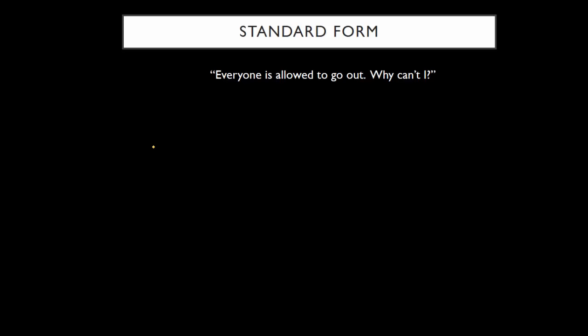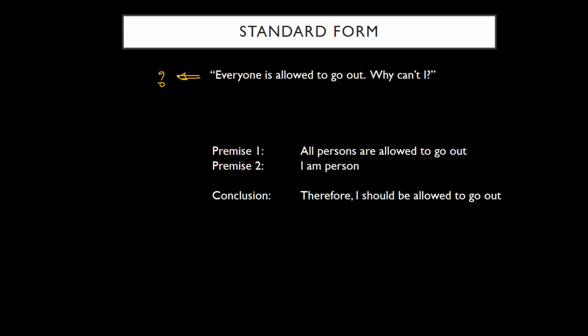Let's take, for example, a simple statement. Someone is making this statement: everyone is allowed to go out, why can't I? Can I convert this or understand this as a logical argument? So you would probably see the argument would be something like this. Here it says premise one is all persons are allowed to go out. I am a person, therefore I should be allowed to go out.